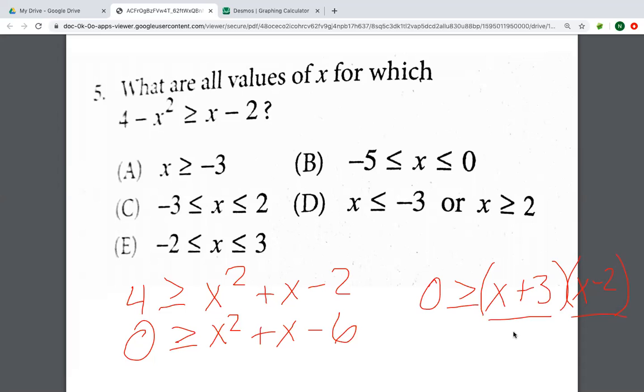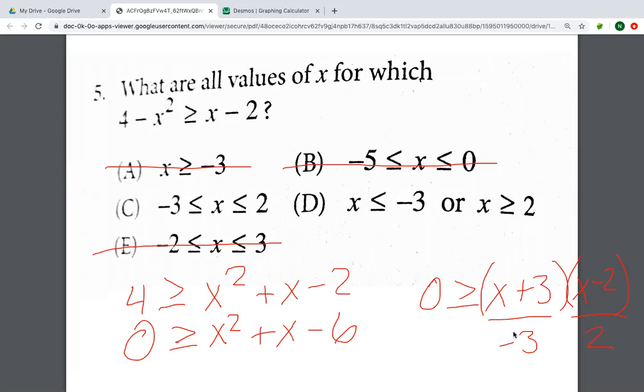So the things that make them equal to 0 are either -3 or 2, right? Okay, so I have two answers that involve -3 and 2. So I'm going to cross out the rest of them. So I basically have to figure out, is it a number between -3 and 2, or is it a number outside of them? Which one would you guys like to test first? C. Okay, so I'm going to pick a number between -3 and 2, and I'm going to pick the easiest one for me, which is 0.